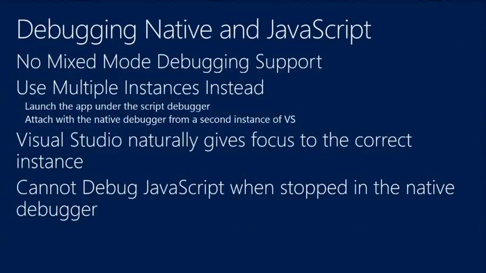Okay, so the takeaways from that are we don't have the mixed mode debugging support for JavaScript and native in Visual Studio 2012. You need to use the multiple instances instead, and we'll take care of switching the context to the right instance of Visual Studio for you. And when you're stopped in one of the languages, you don't want to switch to the other Visual Studio to debug what's in there, right? Because your context is going to be set correctly.